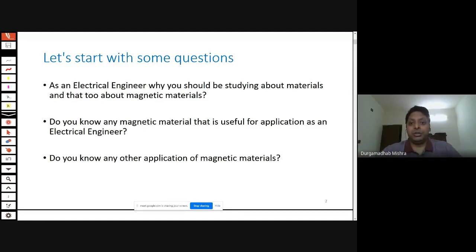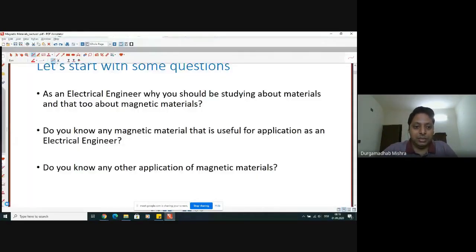You can also classify materials based on mechanical properties, like whether the material is really hard, strong, or brittle, or has high elasticity. Based on these properties, you can classify different materials. Similarly, that is also true for magnetic materials. So now the question is, let me go back.